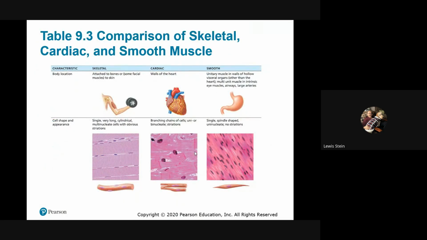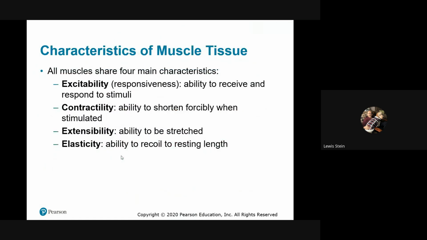They show you some neat pictures. I'm not doing the microscopy unit about these things, so I'm not going to spend a whole lot of time on that right now. Talk a little bit about the spindle shape in skeletal. They're very distinctive microscopically.